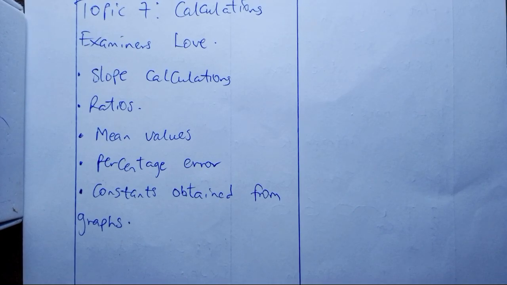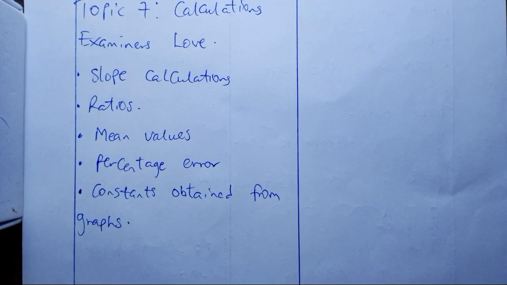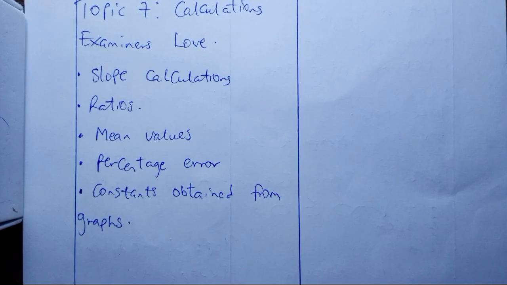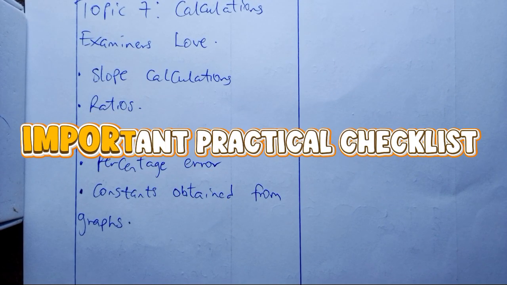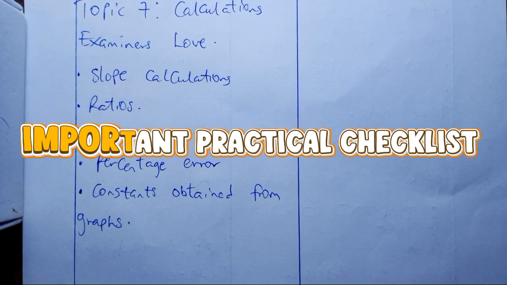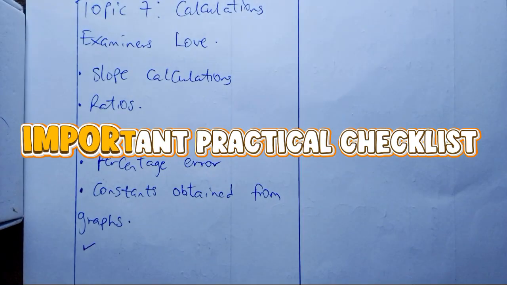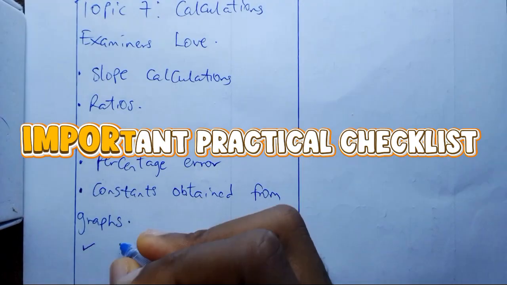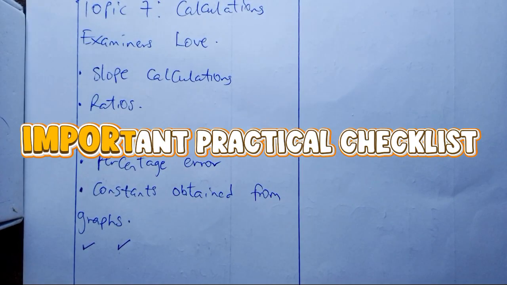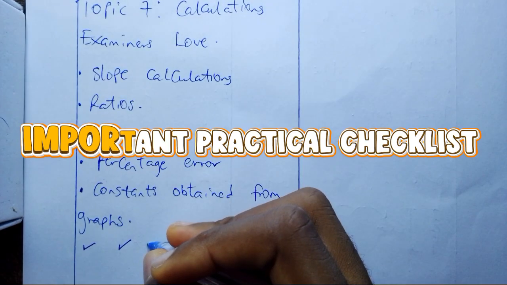Final practical checklist. As I said from the beginning of this video, after the topics examiners love, I'm going to give you guys a practical checklist, and this is it. Before submitting your paper, check all your units. Check all tables. Check graph labels, if you use an appropriate scale or if you labeled your x-axis and your y-axis correctly.